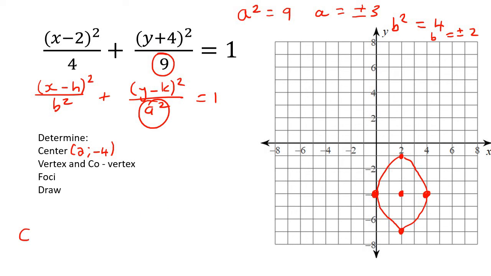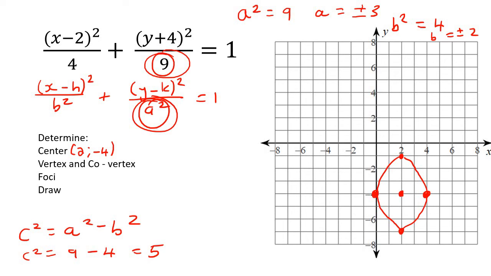So we know that C squared, we can use this formula, A squared minus B squared. Now remember the A squared is the big number, which is the 9, so that's going to be C squared is equal to 9 take away 4, which is 5. Then to get C by itself, you're going to say plus or minus the square root of 5. And that's approximately, just so we know where to place it, it's about 2.2.